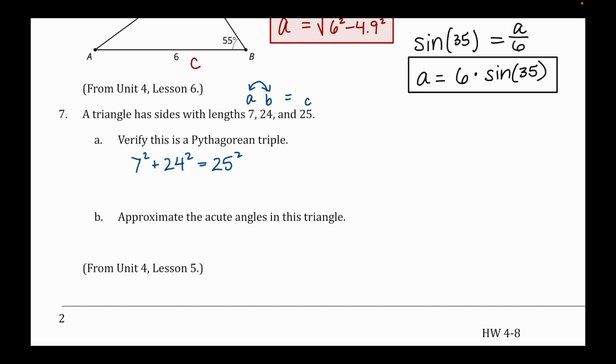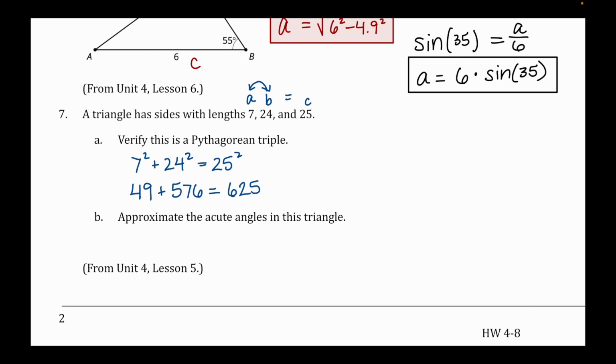Off the top of my head, I don't know what 24 squared is, so we're going to put that one in a calculator, but I do know 7 squared is 49. So 24 squared is 576. And I believe that 25 squared is 625, but I'm still going to check that one because I'm not positive. It is 625.